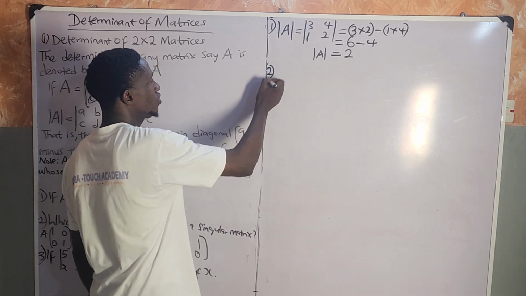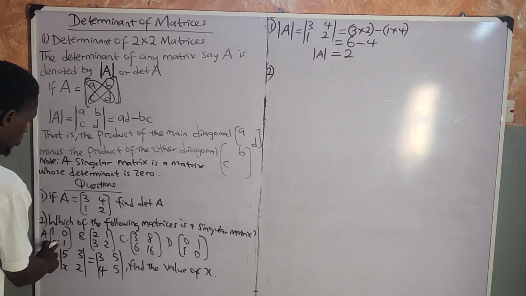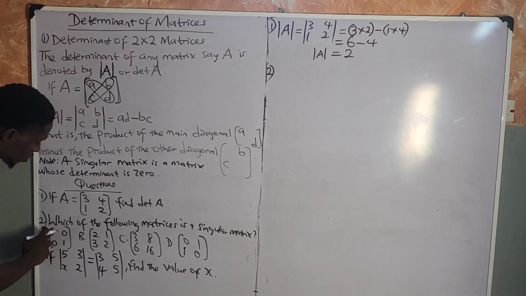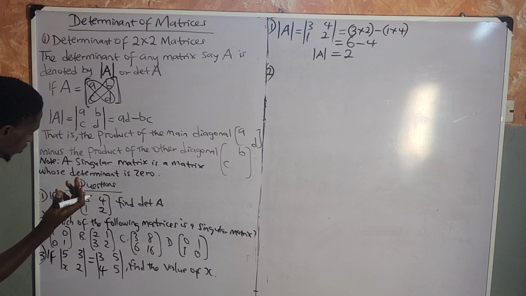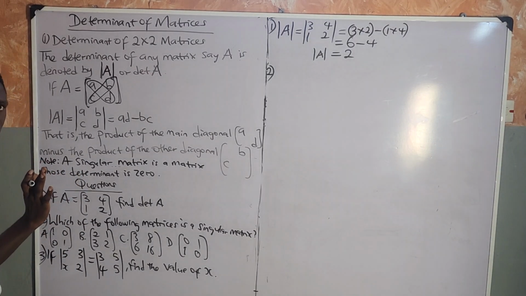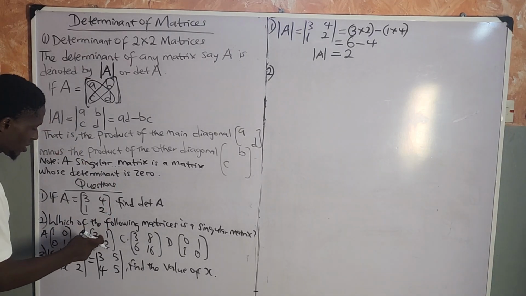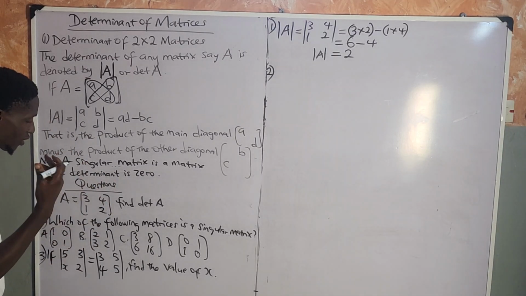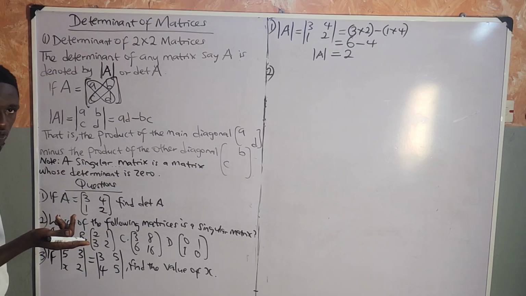Let's go to number 2. Which of the following matrices is a singular matrix? Let's try this. This times this: 1 times 1 is 1. 0 times 0 is 0. 1 minus 0 is 1. So the value here is 1. It is not a singular matrix. Next, 2 times 2 is 4, minus 3 times 1, which is 3. That is 4 minus 3, which is 1. It is not a singular matrix.